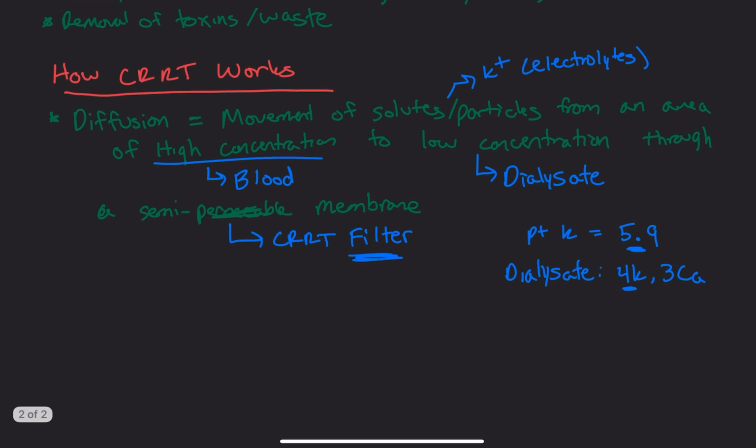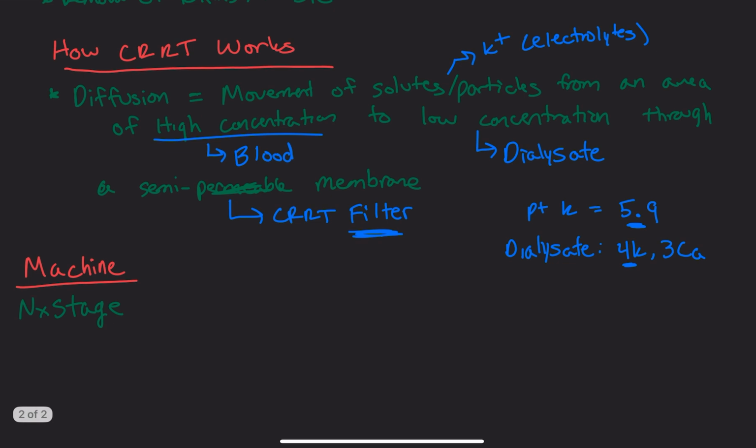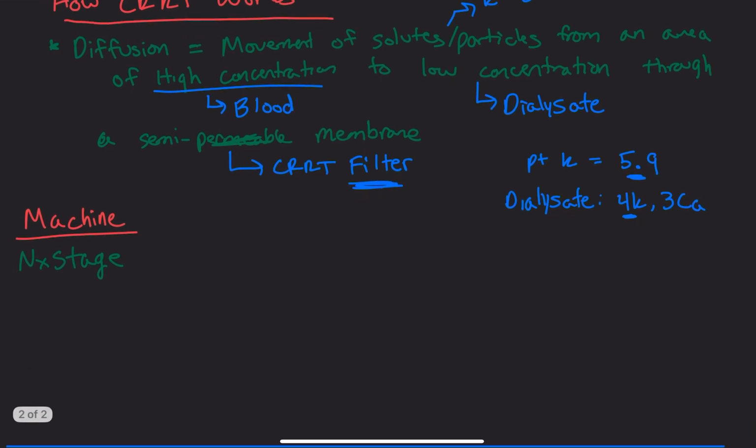Next thing we'll talk about here is the machine and some of the things to look for as far as nursing considerations. In my facility, we use the NxStage as the CRRT machine. This could be different for you if your facility uses a different CRRT machine, but we'll go over some of this stuff anyways. I think NxStage is pretty popular, so hopefully this makes sense and it's similar for you.